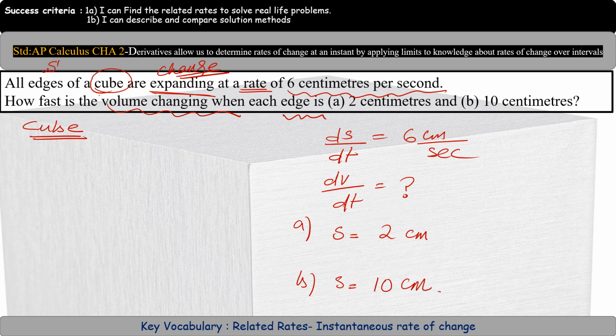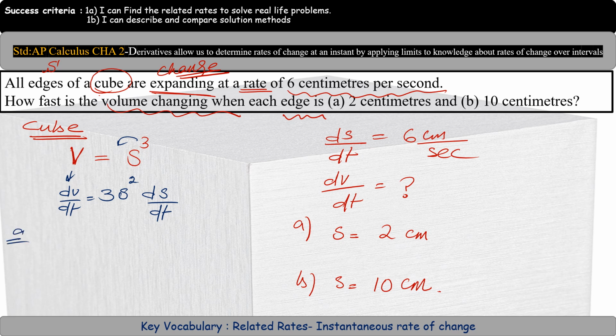Now the question comes: what is the formula of the volume? For a cube, it is s cube. Take the derivative with respect to time. So V changes into dV by dt, and here you bring the 3 in front, write s down from the power and subtract 1. And in the end, do not forget to write ds by dt.